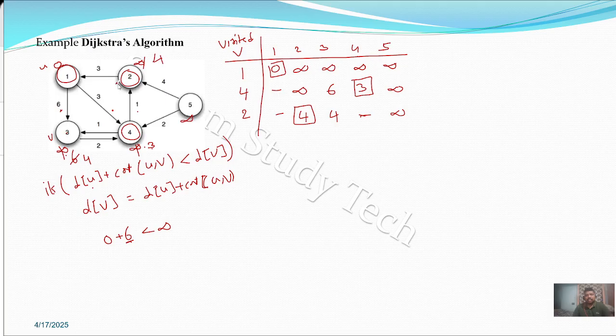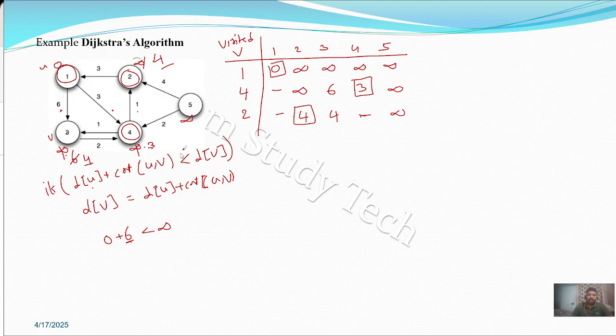So here the distance from 1 to 2 is 4, and 1 to 6 is 4 via 1 to 4 and 4 to 3. So that is 4, and also 1 to 4, 4 to 2, that is 3 plus 1, which is 4. But there is no path from 1 to 5. There is no incoming edge to 5. So this is a problem here.